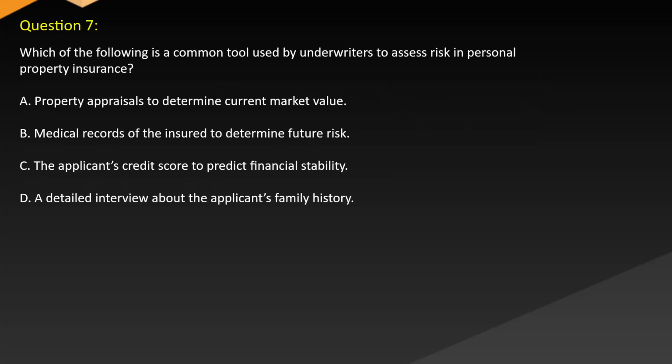Question 7. Which of the following is a common tool used by underwriters to assess risk in personal property insurance? A. Property appraisals to determine current market value. B. Medical records of the insured to determine future risk. C. The applicant's credit score to predict financial stability. D. Detailed interview about the applicant's family history.